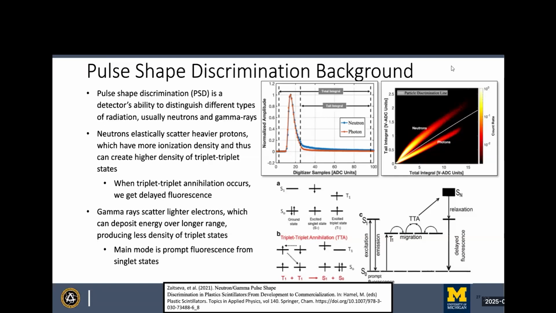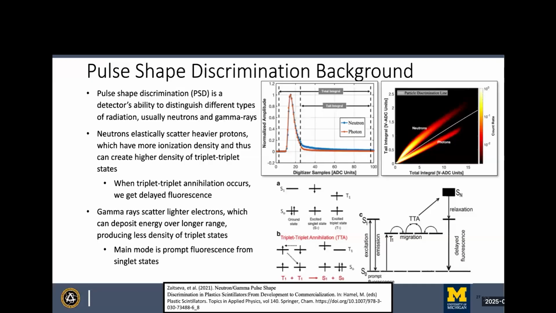This comes out in the shape of the pulses, normalized amplitude versus the digitizer sample number. You can see in this picture on the top left, there are two pulses. Neutrons are blue, as always. Photons are a reddish orange. And you can see that the neutron pulse has a bit larger tail region for the same pulse amplitude.